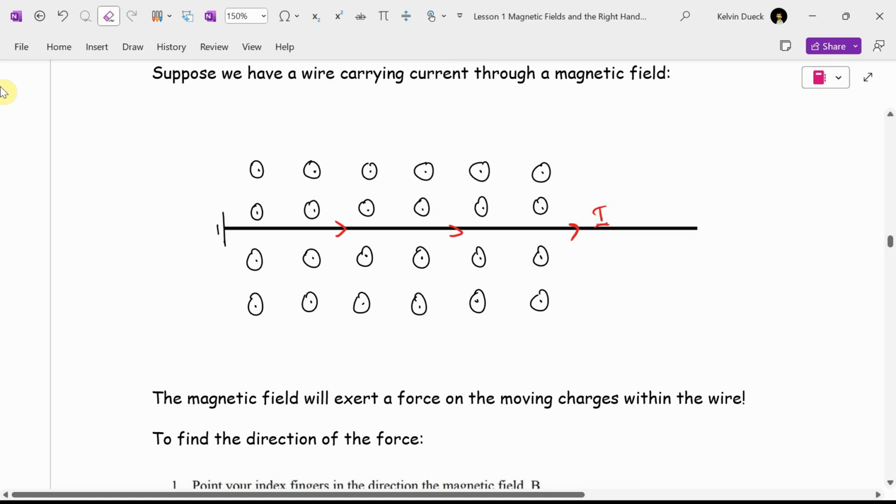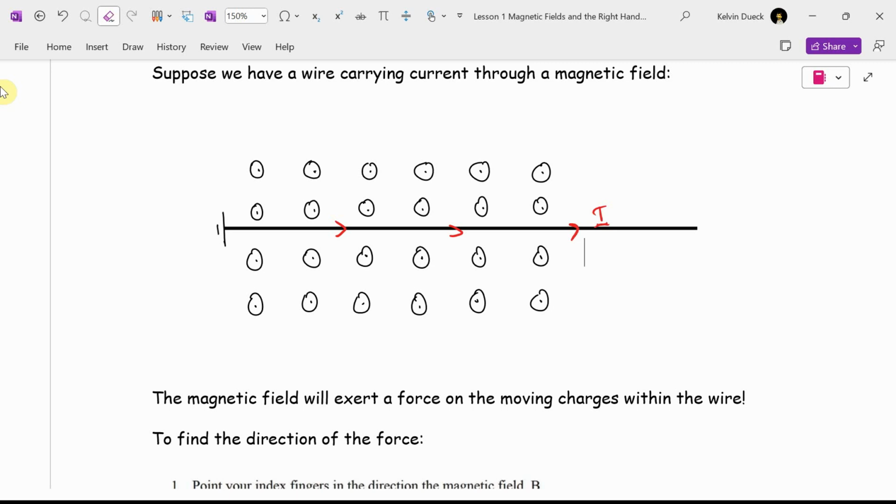Watch me. Look up. This is the tough one. You start out not with your fingers curled like the previous two, but like you're hitchhiking and handshaking. You point your right thumb in the direction of the current. You point your fingers in the direction of the magnetic field. For me, I have to do this. Your palm points in the direction of the force. The force would be down the page.